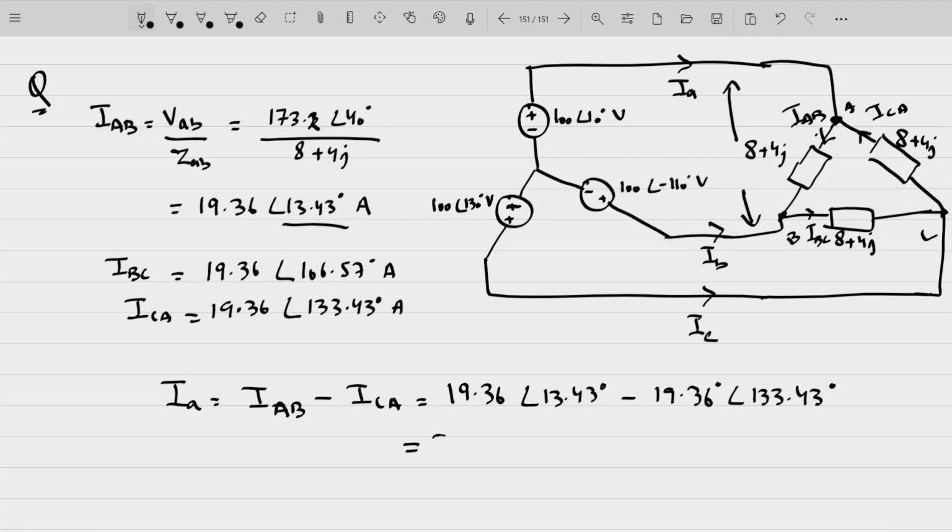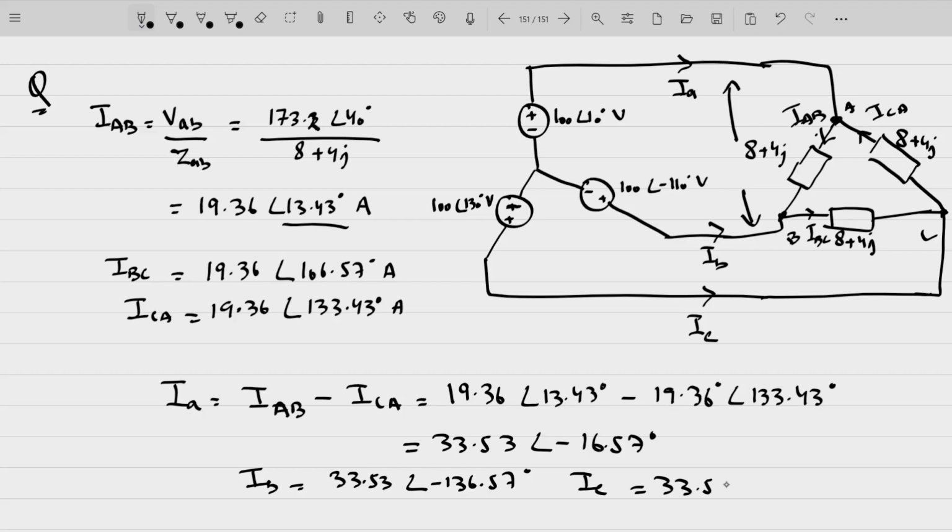This will come out to be equal to 33.53∠(-16.57) degrees. So this will be the value of IA. IB will similarly be equal to 33.53∠(-16.57-120), that is -136.57 degrees, and IC will be equal to 33.53∠(-16.57+120) degrees, that is roughly 103.43 degrees.